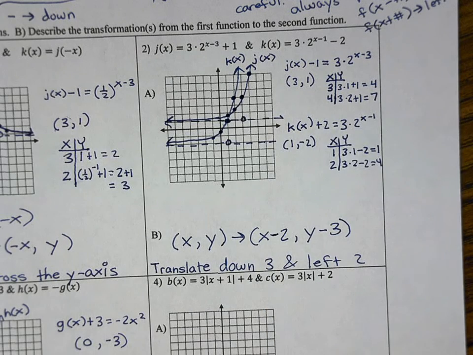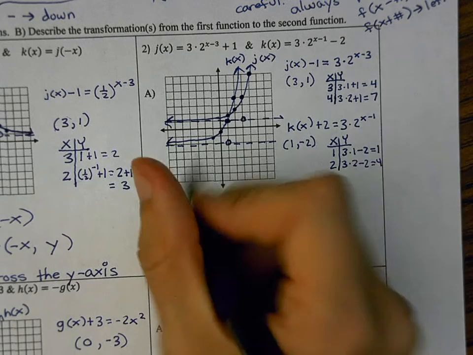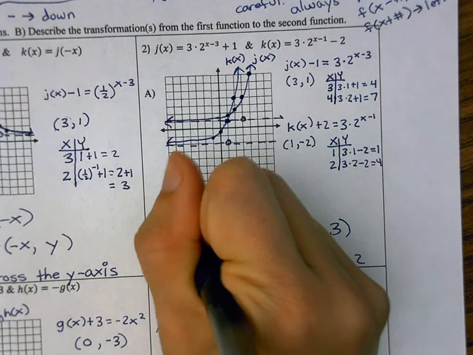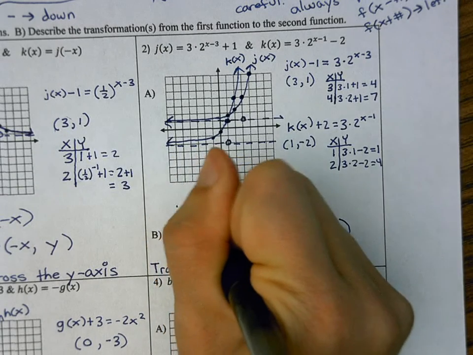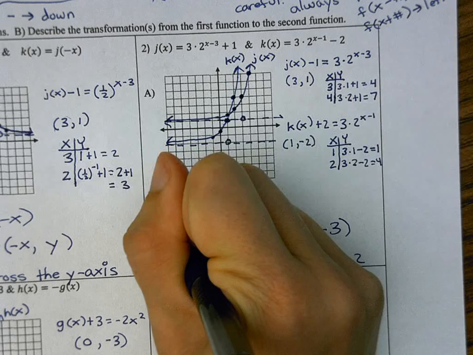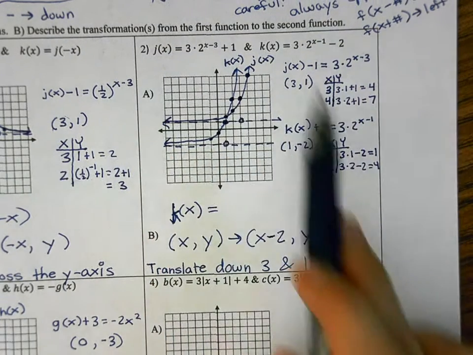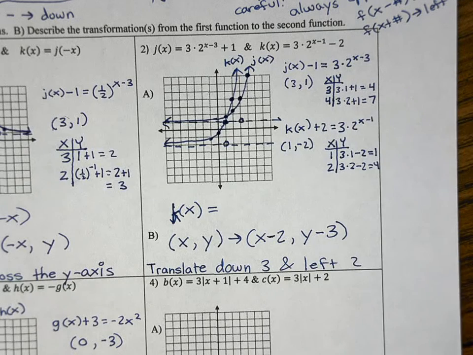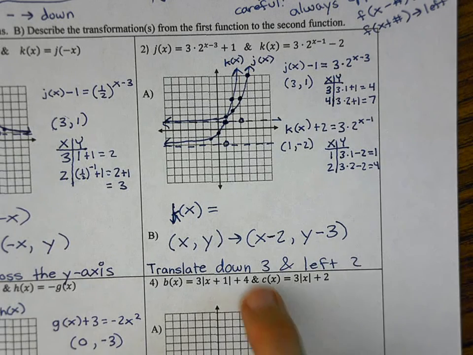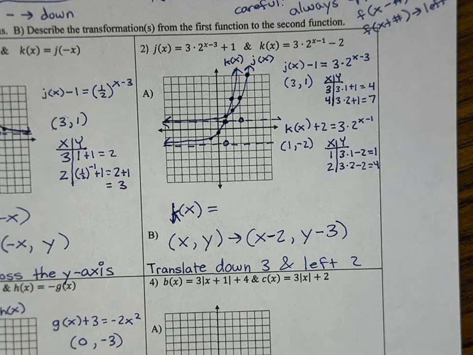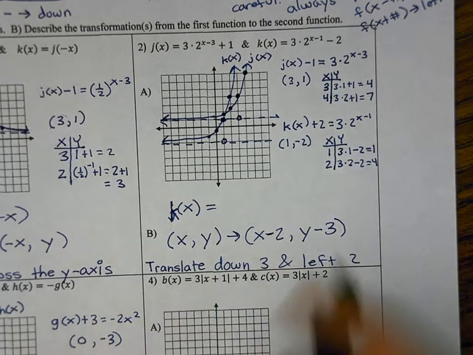Okay? And then for our function notation, this is the one where we want to be careful here, right? k of x. How did we get k of x from our j of x? Well, we went down 3 and left 2. So down 3 is not the one that's usually tricky for people.